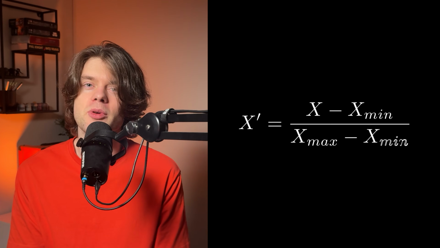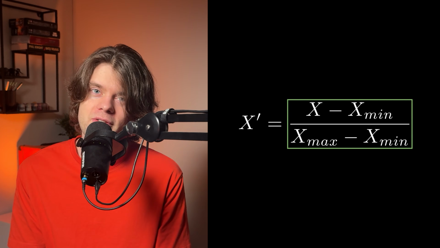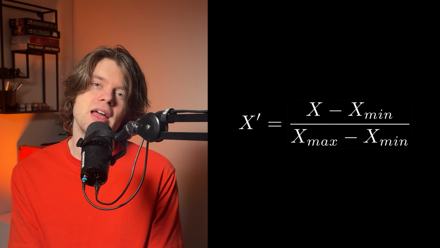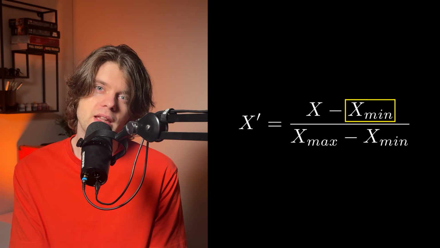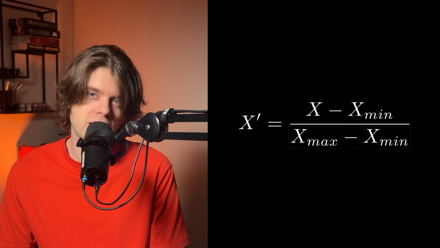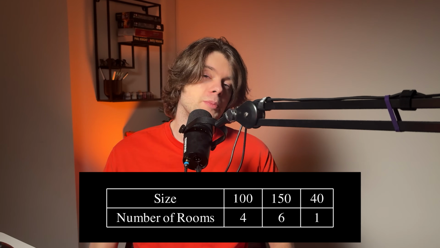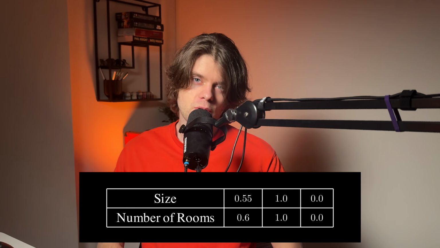Normalization is pretty simple, as all we need to do is to apply a normalization formula for every feature independently. We take a value, subtract the minimum value of that feature, and divide the result by the difference between the maximum and minimum values of that feature. We repeat this process for every feature value, and we have our feature normalized.